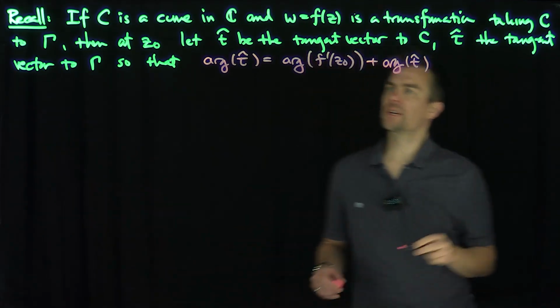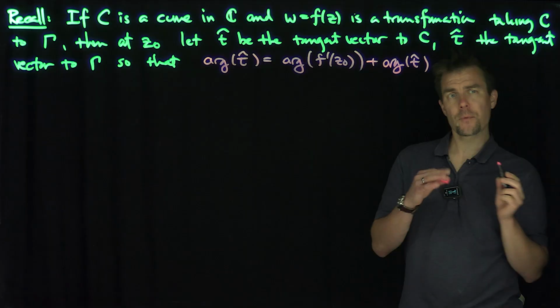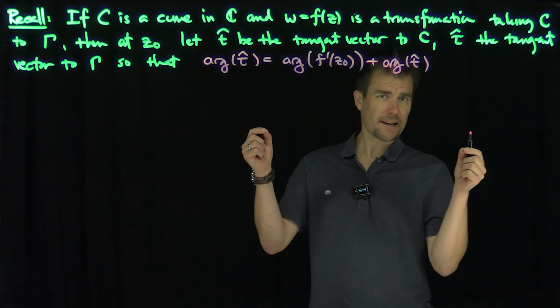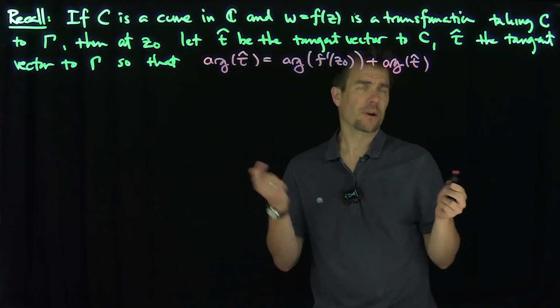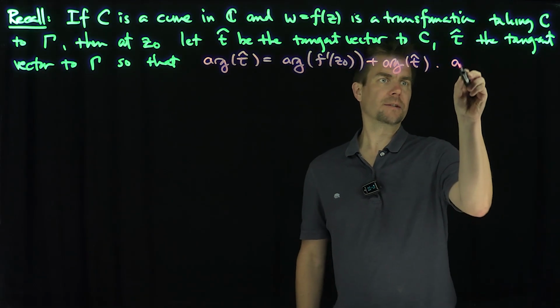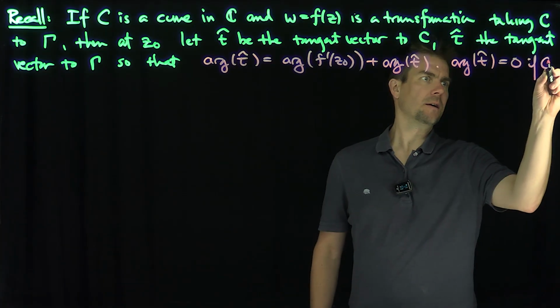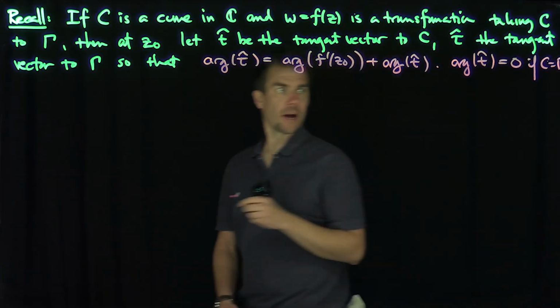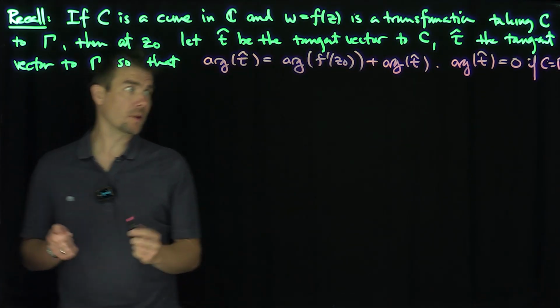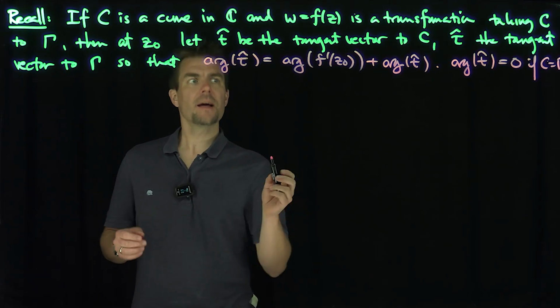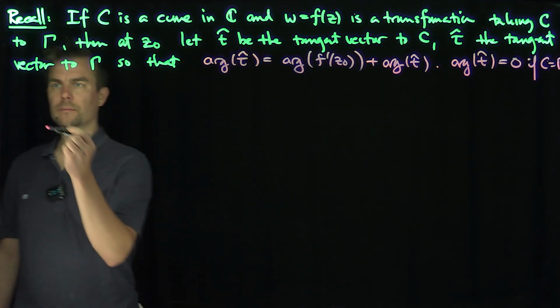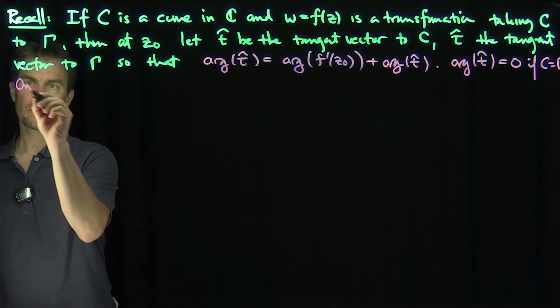So in particular, what this formula tells me is that if the curve C is the real axis, then the argument of t hat is 0, right? So arg t hat equals 0 if C is just the real axis, the real line, okay? And that's what we're going to assume. So we're going to assume that C is the real line. Excellent.